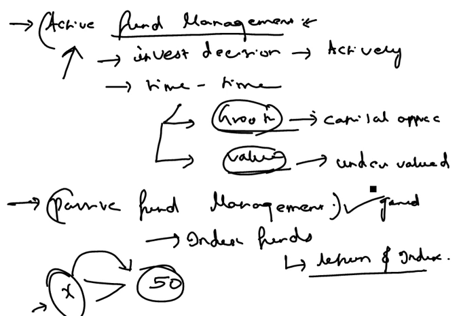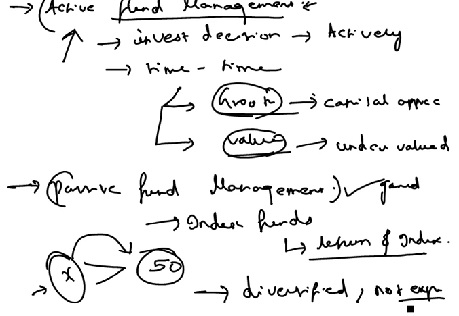Index funds are also diversified, because they represent a huge number of stocks of different business sectors, companies and industries. It is diversified and at the same time it is also not expensive. That's the reason why it is very popular. By spending less, you can have your funds diversified, and also you can get the returns of the index with less money involved.